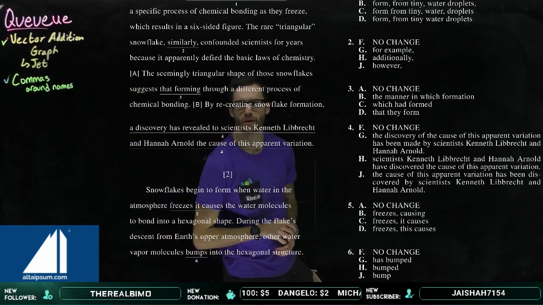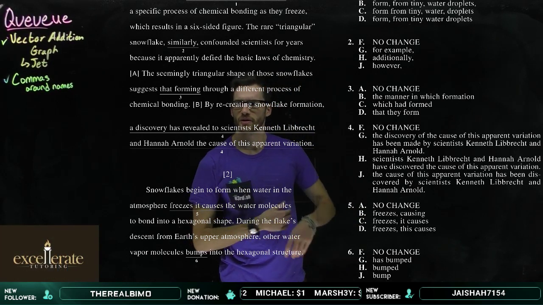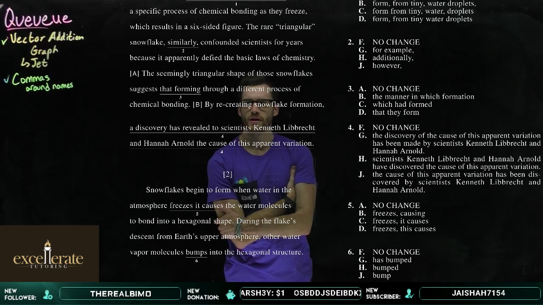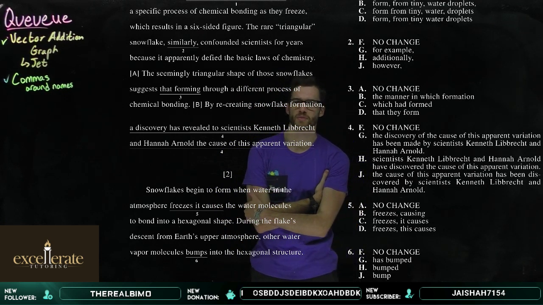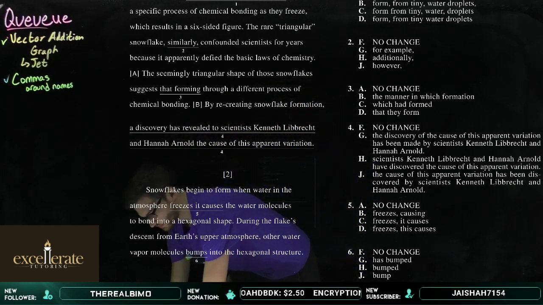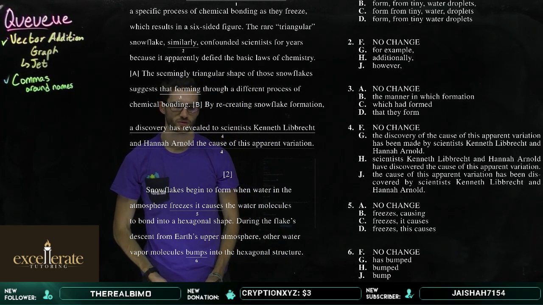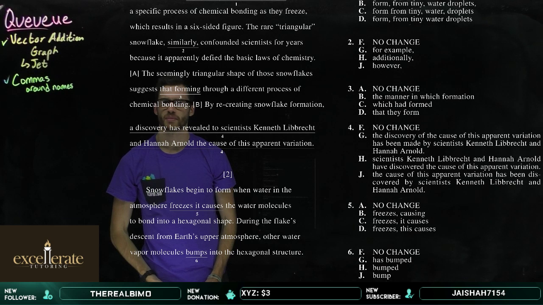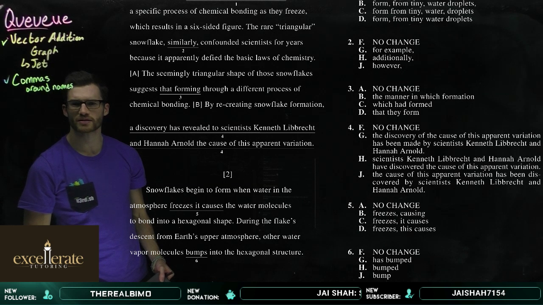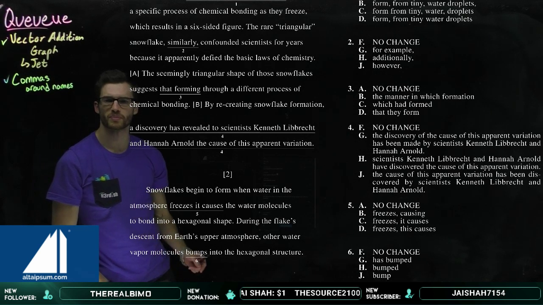Six, J. Bump. Hump? Bump? I think it's bump. Other water vapor molecules bump into the hexagonal structure. Yeah, bump. So it's definitely going to be bump versus bumps because we have a subject that is plural, so that's good. Then let's make sure that it's supposed to be present tense. We have during the flake's descent, so there's no other verb in there. Snowflakes begin, so present tense, therefore bump is correct, good.